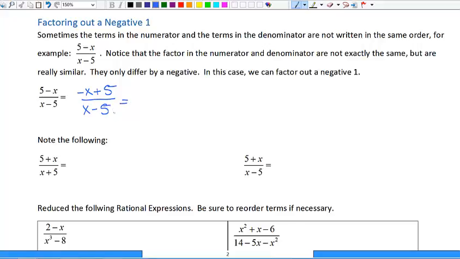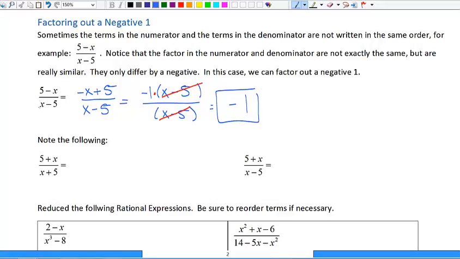Okay, so now I can factor a negative 1 out of the numerator. Then it's left with x minus 5 over x minus 5. The x minus 5 and x minus 5, now that it's factored, can divide out because there is a multiply sign between the negative 1 and the x minus 5 in the numerator. And then I divide that out, and my answer is negative 1.